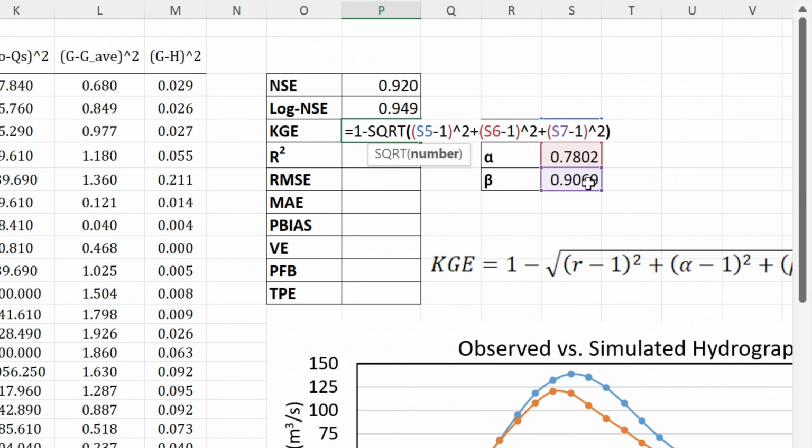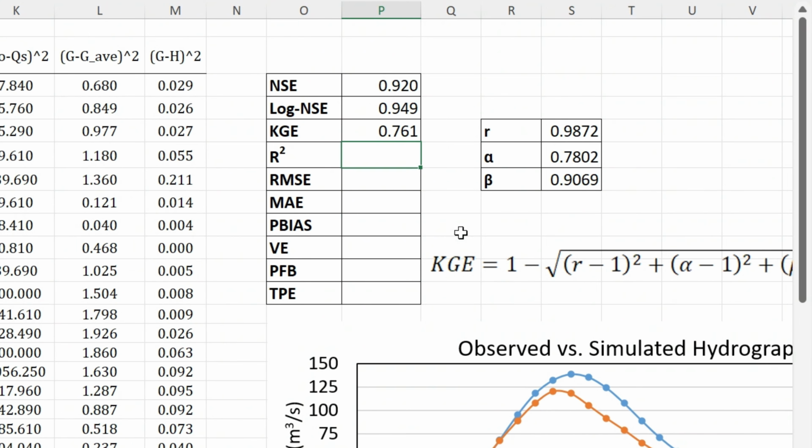And then we close the bracket. So the KGE is 0.761. As you can see, compared to NSE, it is penalizing this underestimation a bit better than NSE. So something that is missing, because of perhaps the lag effect or the delay, which is not captured well by NSE, is nicely captured by KGE.